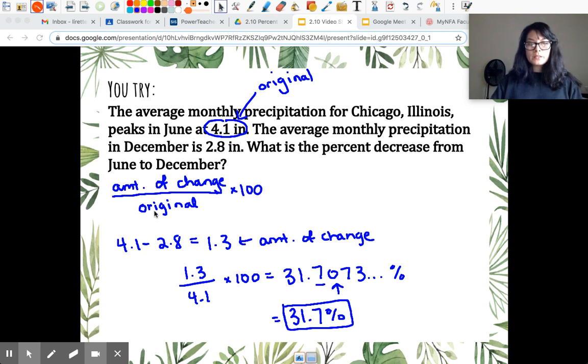So this is our formula. We're going to subtract the 2.8 inches to see what the amount of change is, and always subtract so that we get a positive. And then we're going to take that 1.3 and divide by the original amount, which was 4.1. We're going to divide first. It's going to give us a decimal.